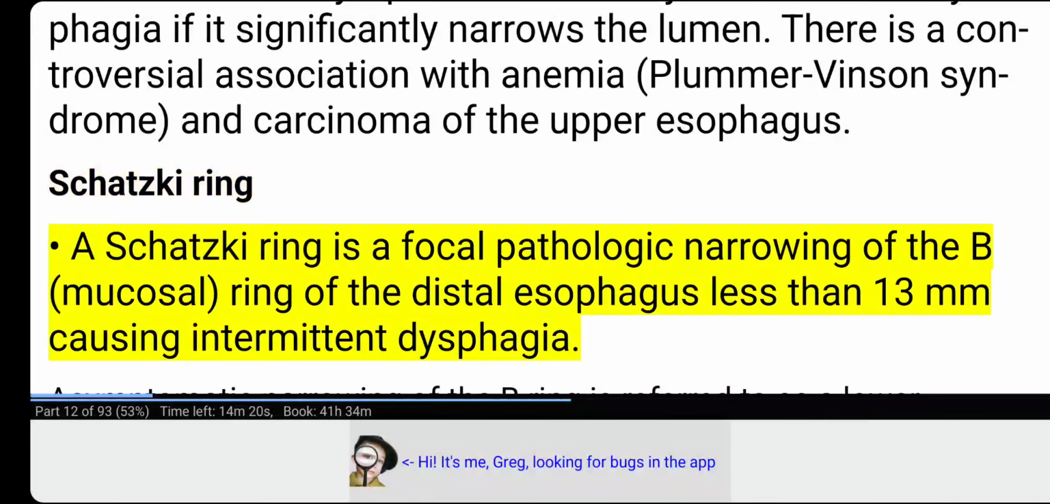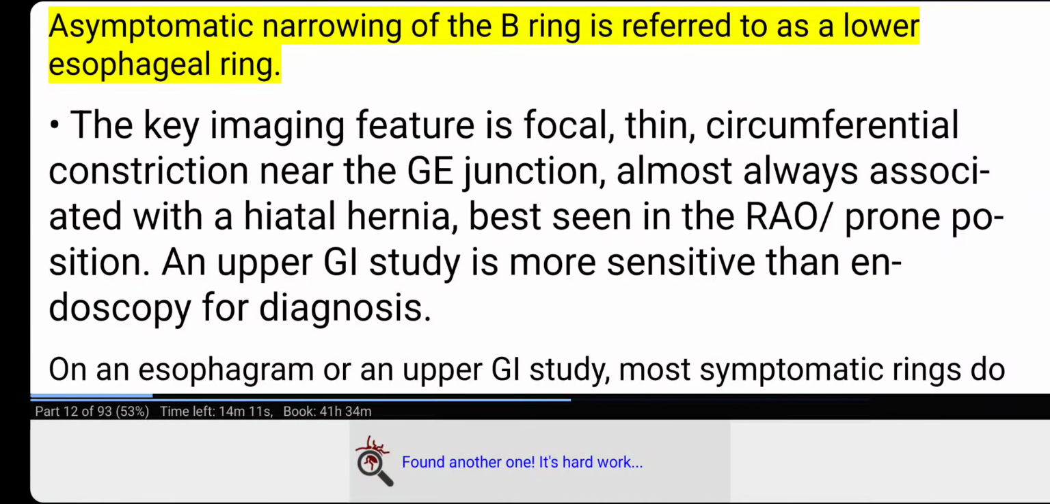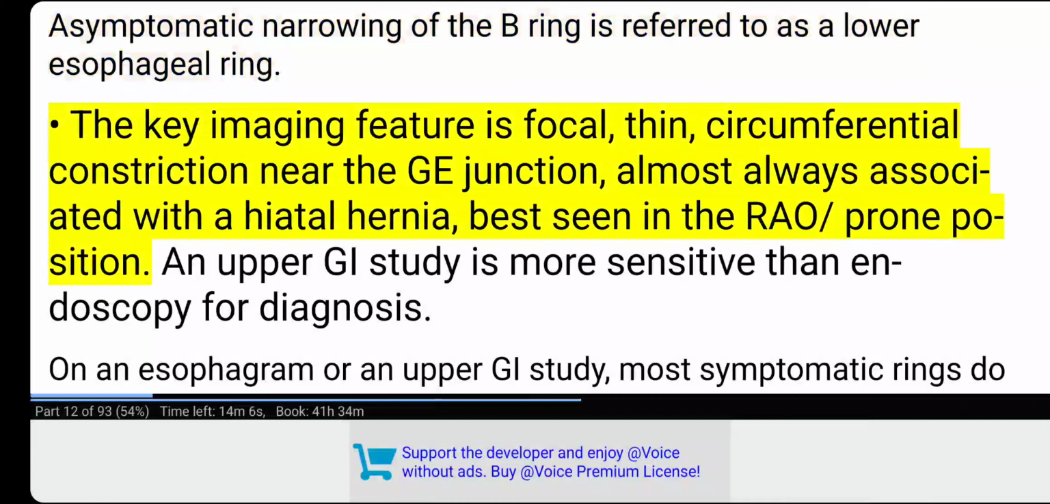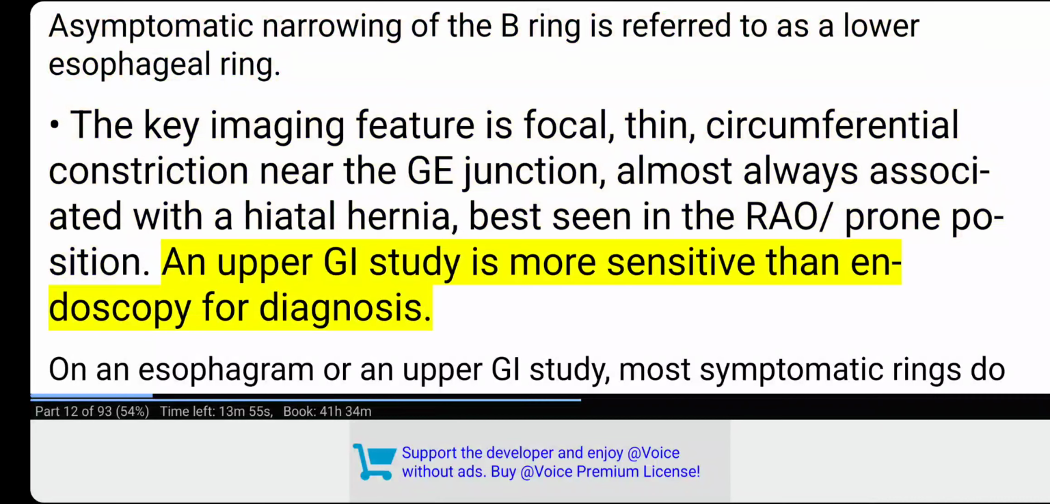Schatzki ring. A Schatzki ring is a focal pathologic narrowing of the B mucosal ring of the distal esophagus less than 13 mm causing intermittent dysphagia. Asymptomatic narrowing of the B ring is referred to as a lower esophageal ring. The key imaging feature is focal, thin, circumferential constriction near the GE junction, almost always associated with a hiatal hernia, best seen in the prone position. An upper GI study is more sensitive than endoscopy for diagnosis.